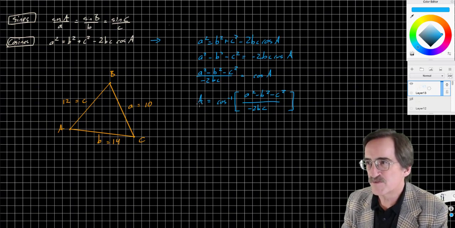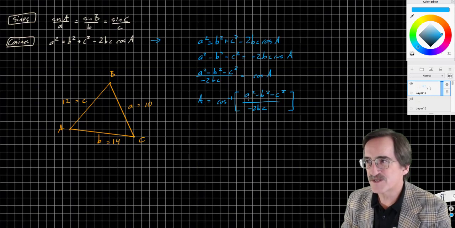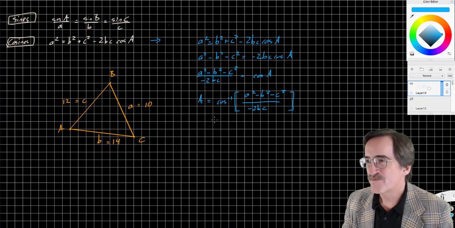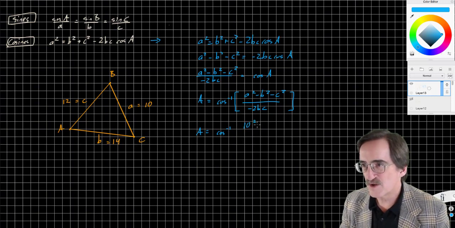Notice the relationship here. Cap A, lowercase a, right? So an angle is equal to the arc cosine of the opposite side squared minus the other two sides squared, and then subtracted, divided by negative 2 times the product of the other two sides. Okay? So in that case then, A is the arc cosine of 10 squared minus 12 squared minus 14 squared, over negative 2 times 12 times 14.